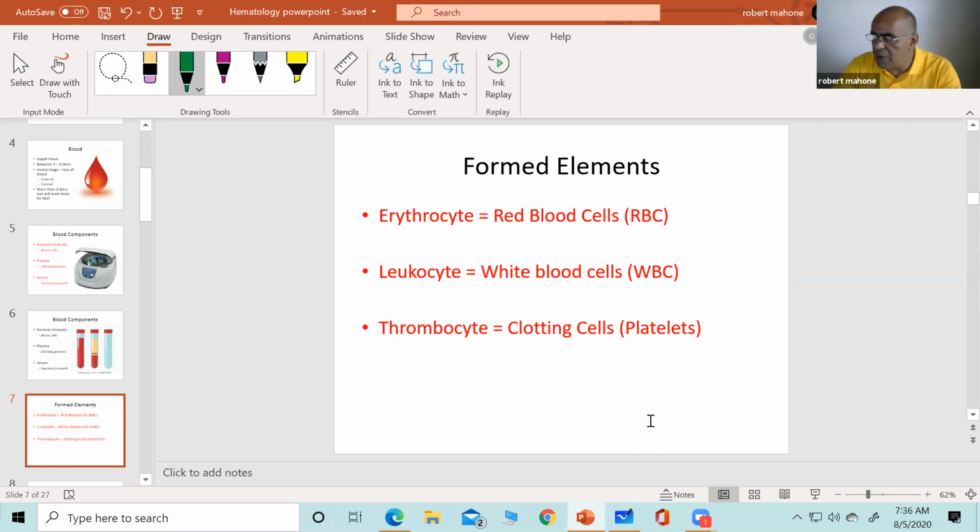All right. So anyway, the three formed elements: erythrocytes, leukocytes, and thrombocytes.